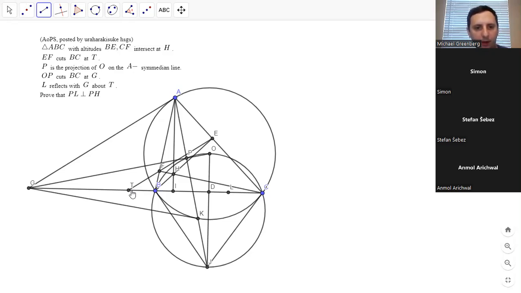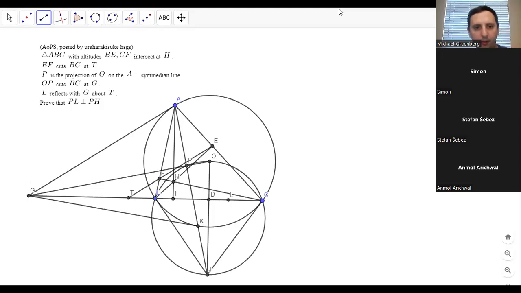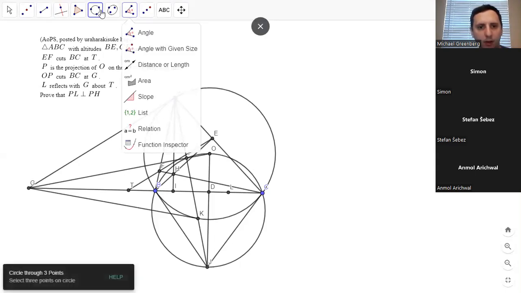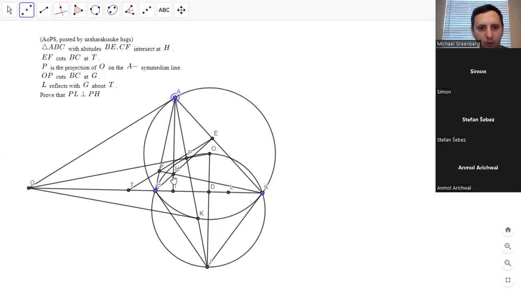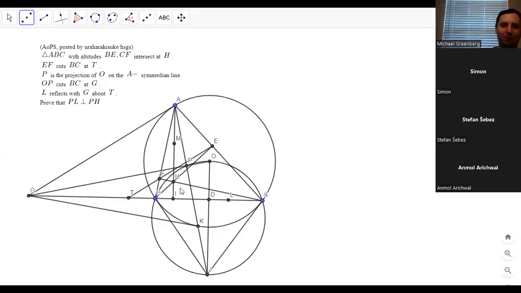So that means that, let's see, you think PAH is similar to PGL. Interesting. I can go check that. Yes. So I'll label the midpoint of AH. We can call that M. It's a nice name. I didn't have to work too hard there.